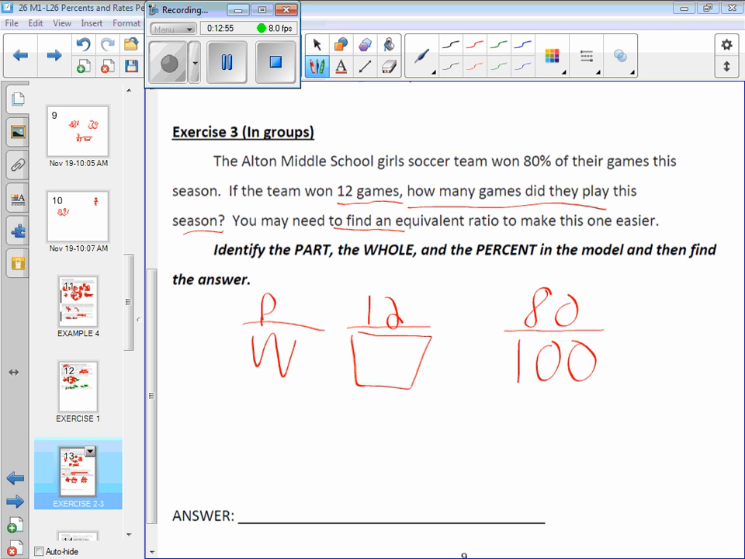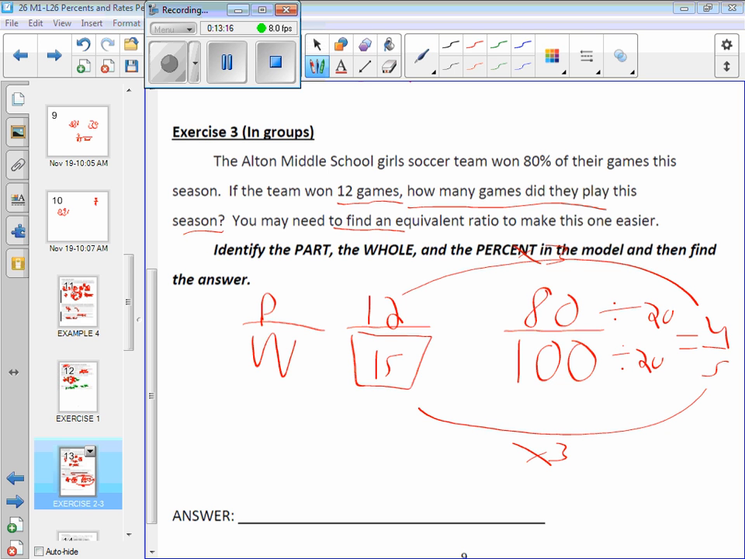So what did you change 80 to? I divided it by 20 and got 4/5. And 4 times... There it is. That's the magical key. And then 15. All right, let's just step aside so everybody can see that.